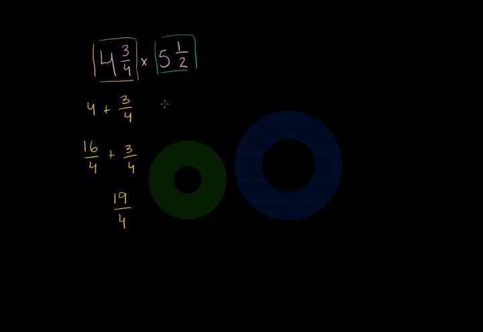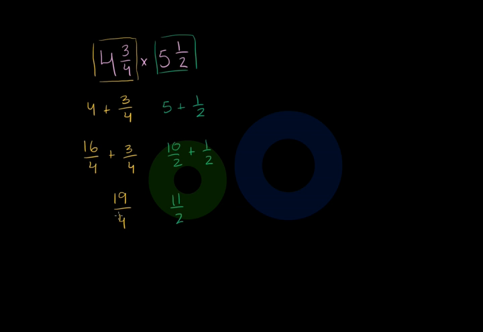5 1/2 is the same thing as 5 plus 1/2. 5, if I multiply it by 2, is the same thing as 10 halves. 5 is 10 halves, and then we're still going to add 1/2. And then 10 halves plus 1/2 is 11 halves. And once again, a faster way of doing it, you could have said 2 times 5 is 10, plus 1 is 11. 11 halves.